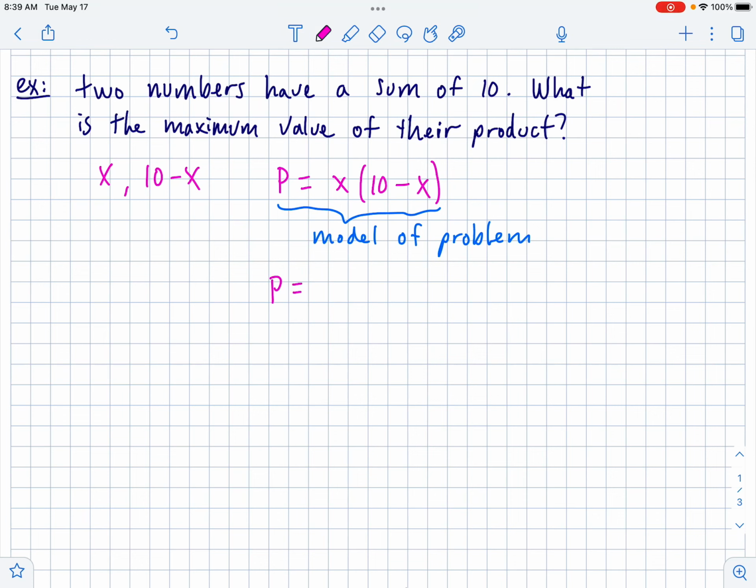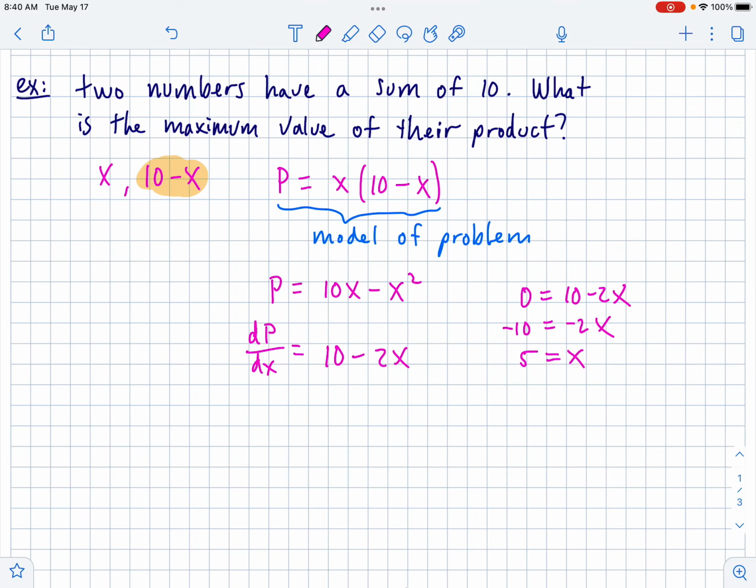So we'll say that the product is 10x minus x squared. Then if we find dp dx, which is the same thing as p prime, it's just the derivative, this would be 10 minus 2x. Now if you set it equal to 0, 0 is equal to 10 minus 2x, and then we solve by subtracting 10 from both sides and dividing by negative 2, we get that x is equal to 5. If you put 5 back in, you get 10 minus 5, so the other number is also 5.